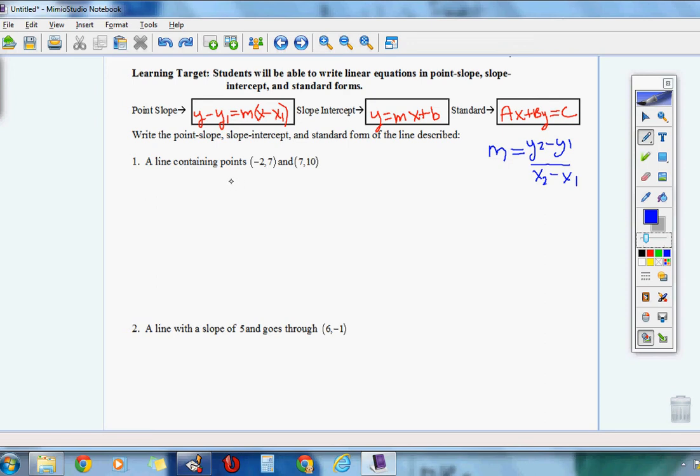Primary target with writing equations of lines. I filled in the formulas up there, the forms, and I actually added the slope formula off to the right in blue. So we do need to start with that one here because you only have 2 points, so you're going to have to find the slope.